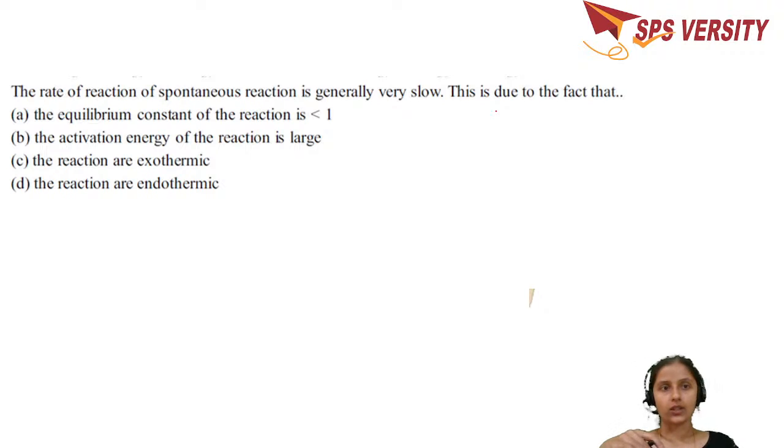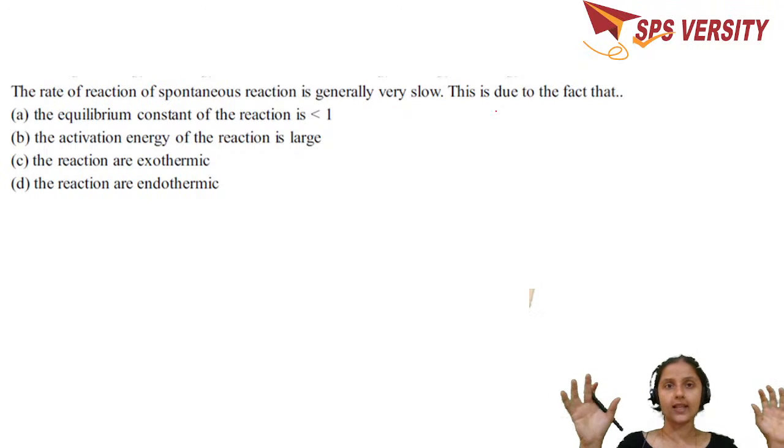The rate of a spontaneous reaction is generally very slow. This is due to the fact that whenever you see a spontaneous reaction, these are the reactions which happen by themselves, but you have to initiate the reactions. Okay, so what is the answer for this?